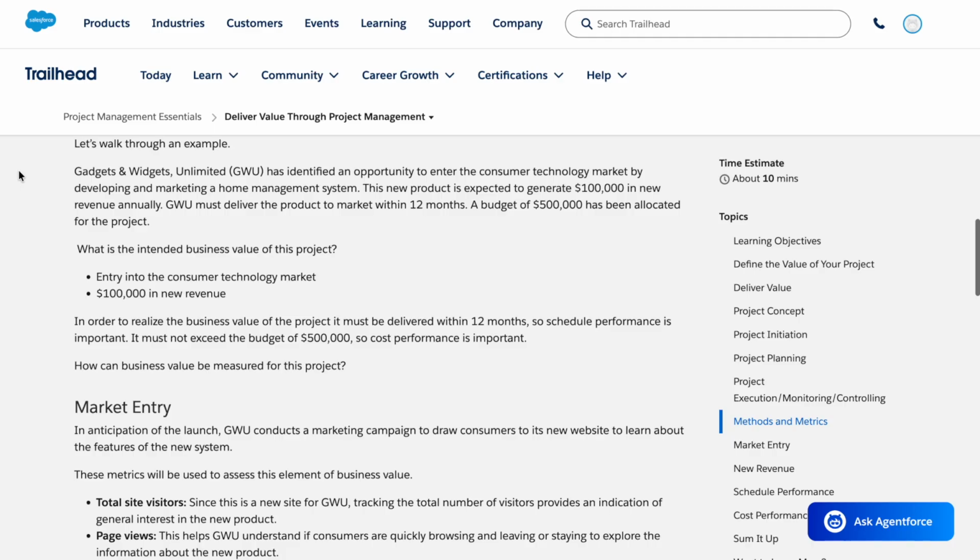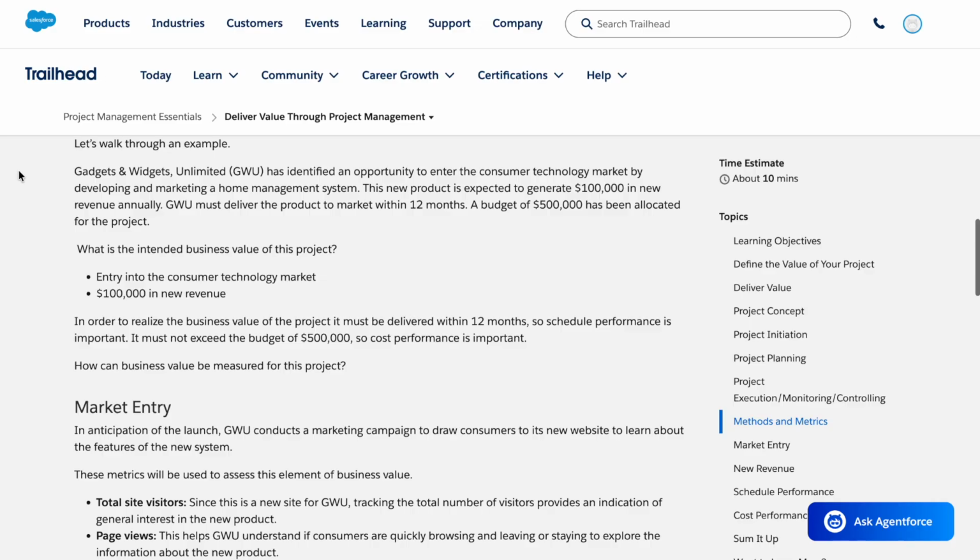Gadgets and Widgets Unlimited has identified an opportunity to enter the consumer technology market by developing and marketing a home management system. This new product is expected to generate $100,000 in new revenue annually. GWU must deliver the product to market within 12 months. A budget of $500,000 has been allocated.